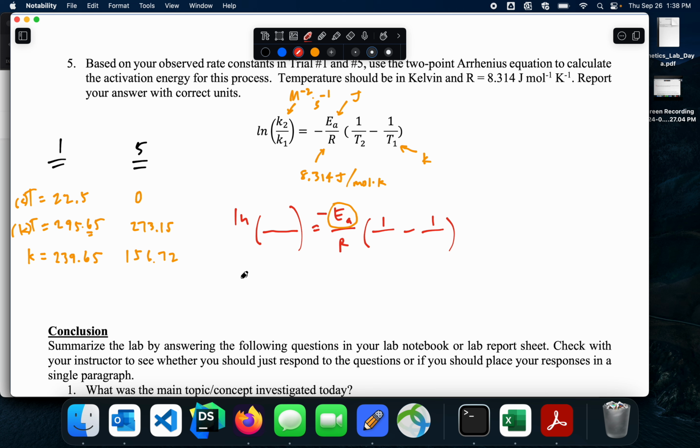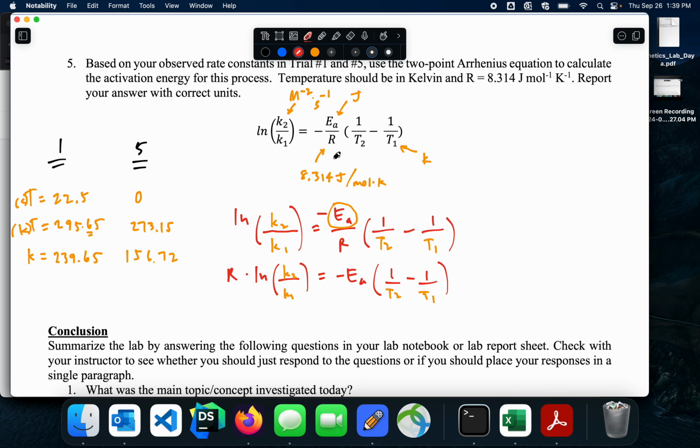If I multiply both sides by R, it's going to be R times natural log of that fraction, which we'll fill in just a minute, is equal to minus Ea times that difference of 1 over T1, 1 over T2. T2, T2, T1, T1. These are numbers I have over in my key, right? K2, K1, K2, K1, right? Okay, so now I'm going to divide both sides by that difference.